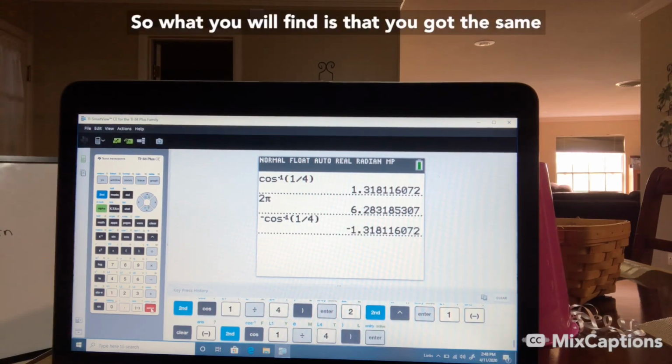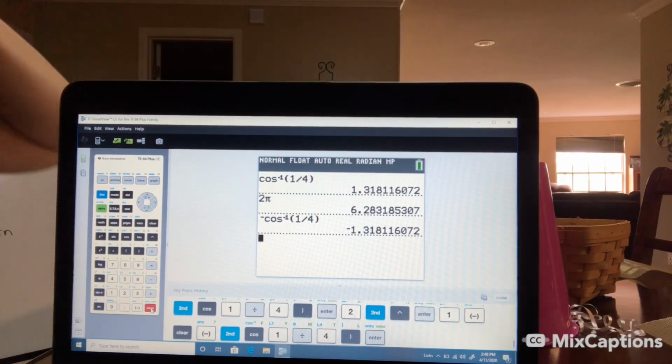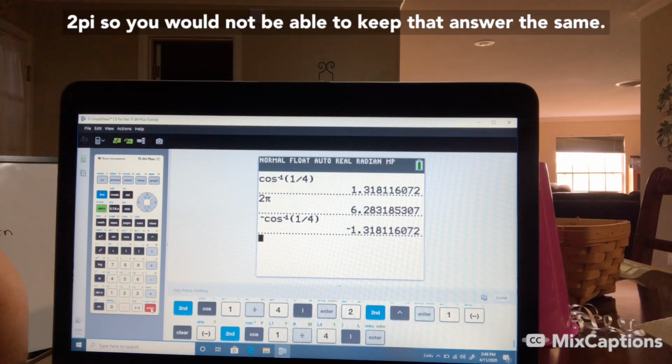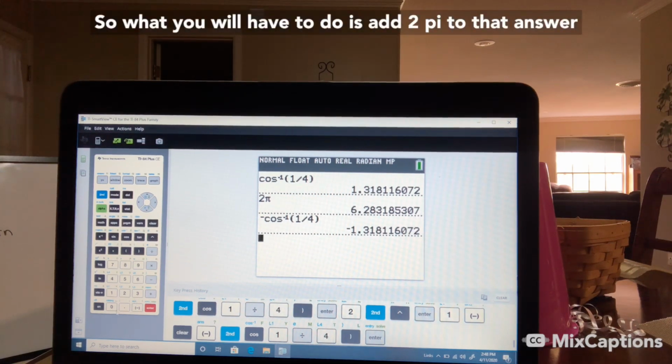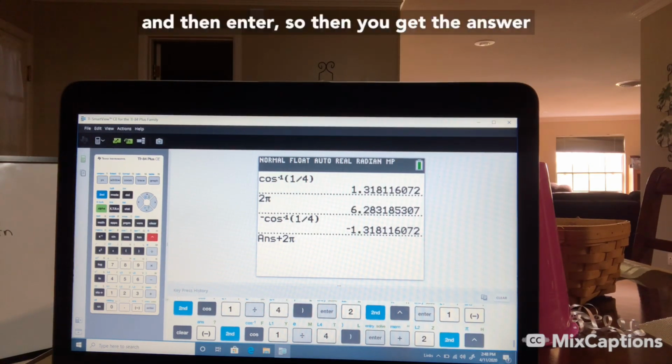So what you will find is that you got the same answer that you did up here, but it's a negative. So the thing is, this number is not between 0 and 2 pi. So you would not be able to keep that answer the same. So what you will have to do is add 2 pi to that answer. So you will put plus 2 and then the pi symbol and then enter.